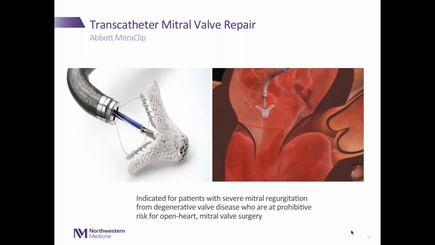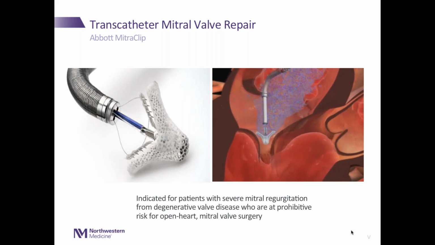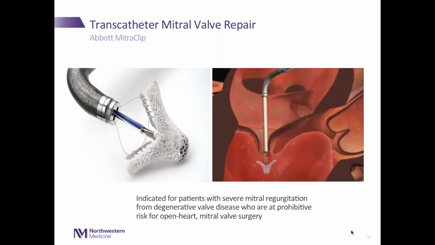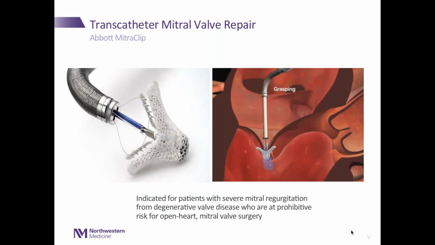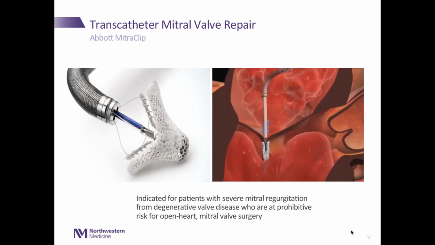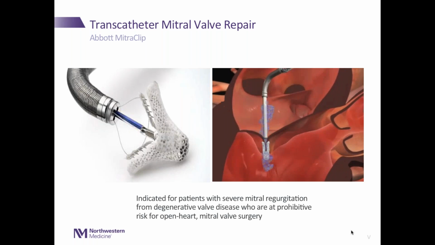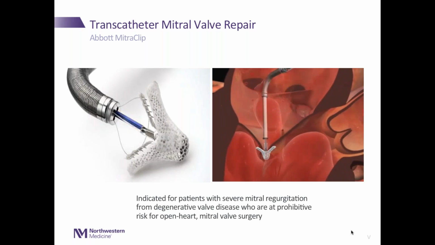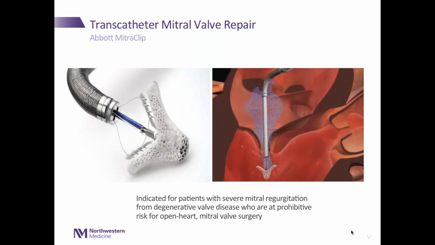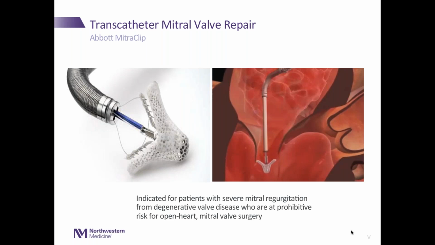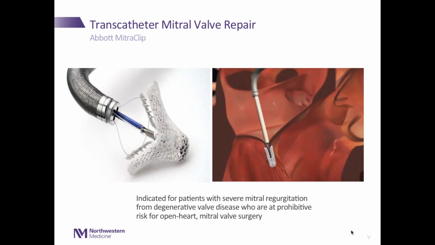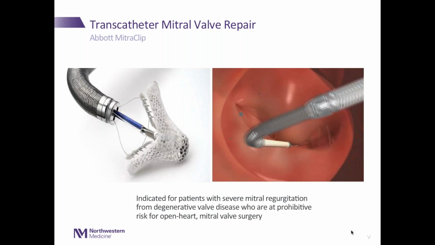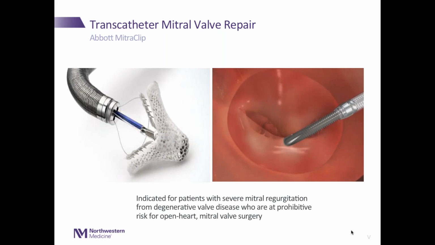Here the cartoon is showing you how the mitral valve is leaking backwards. Once we advance the clip into the left ventricle, this clip can then grasp the two leaflets right down the center. If we don't like this position, we can always release and re-grasp the mitral valve in order to get the perfect position with the most reduction in leakiness of the mitral valve.